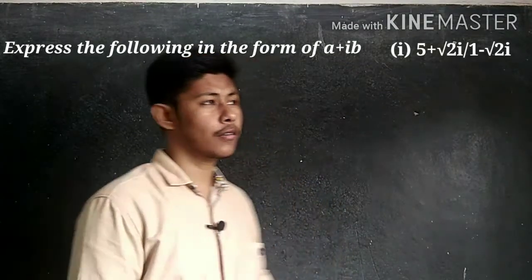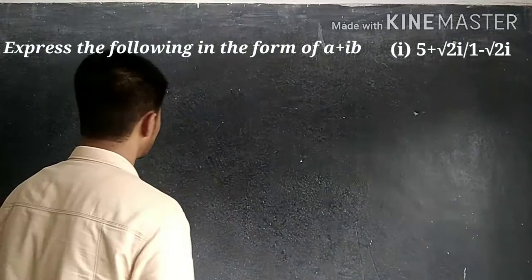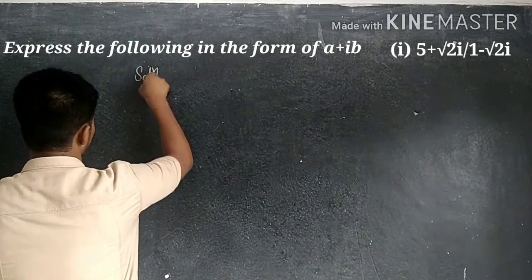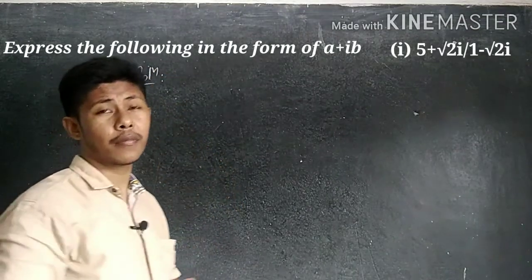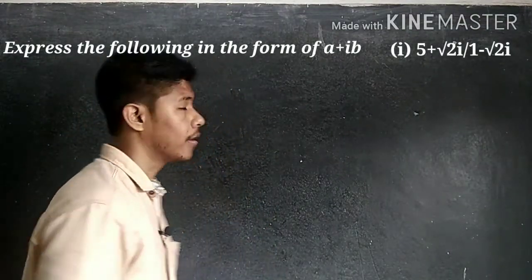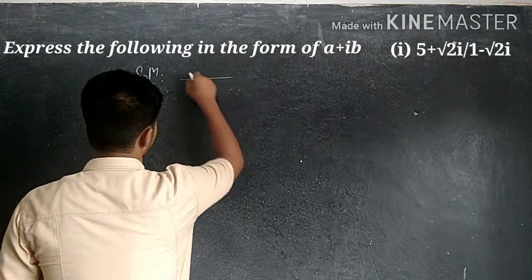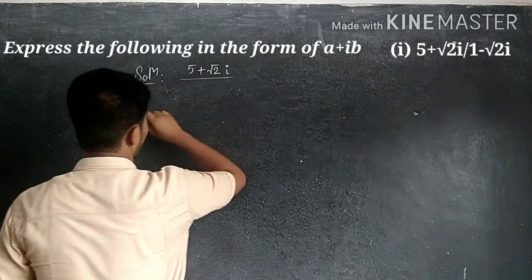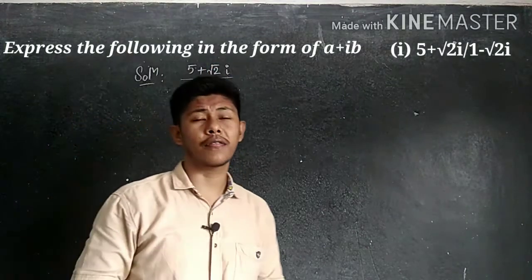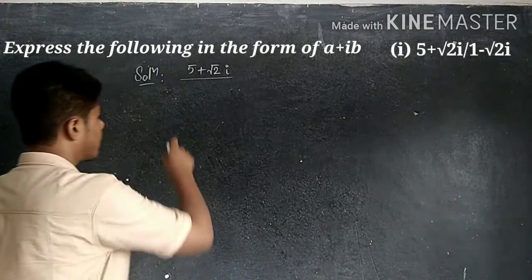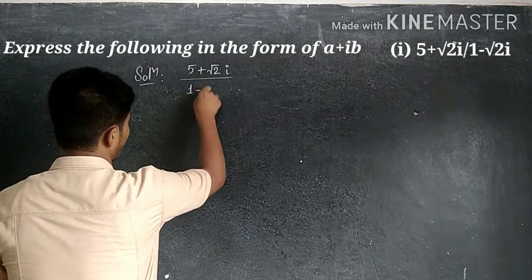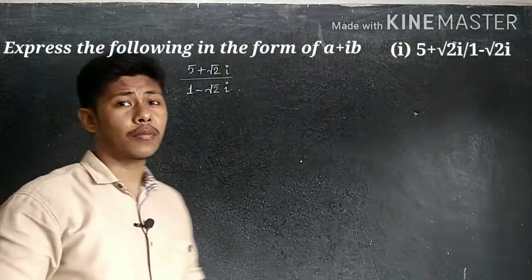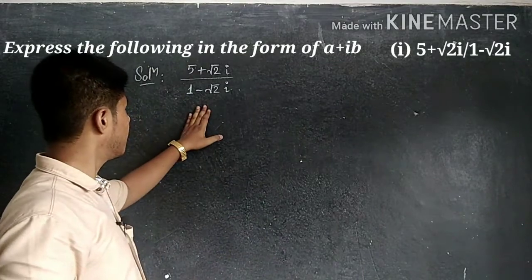2i. Is it clear? So now first of all, for the a plus ib form, the question is given here: 5 plus root 2i. That means you have to write 5 plus root over 2i, divided by the second one given here, 1 minus root 2i. So we write 1 minus root over 2i. Is it clear?